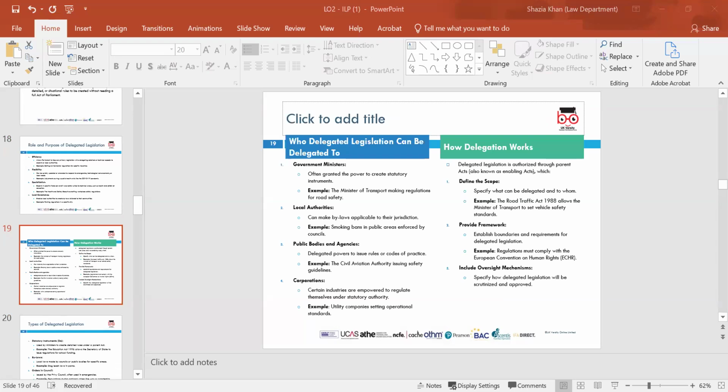Who can delegated legislation be delegated to? Government ministers, often given the power to create statutory instruments, for example the minister making regulations, local authorities to make laws applicable to their jurisdiction, public bodies, and corporations. And how delegated legislation works: it specifies what can be done. For example, the Road Traffic Act 1988 provides a framework and it includes oversight mechanisms.